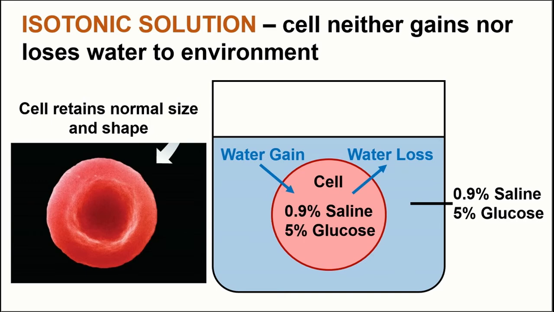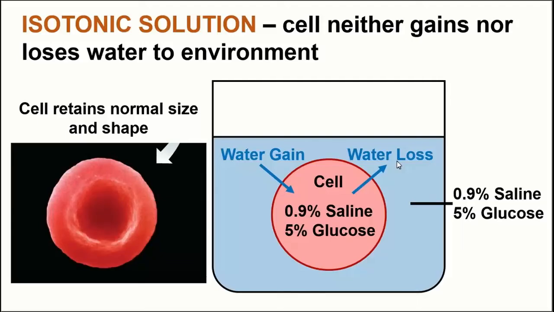So if we were to place a cell, in this example a red blood cell, into an isotonic solution, which is our simple little beaker setup here, and we've placed our cell into our solution here, we would find that the rate of water gain by the cell is going to equal the rate of water loss by the cell. So as you can imagine, this cell is going to retain its normal shape and volume because water gain by the cell is equal to water loss.